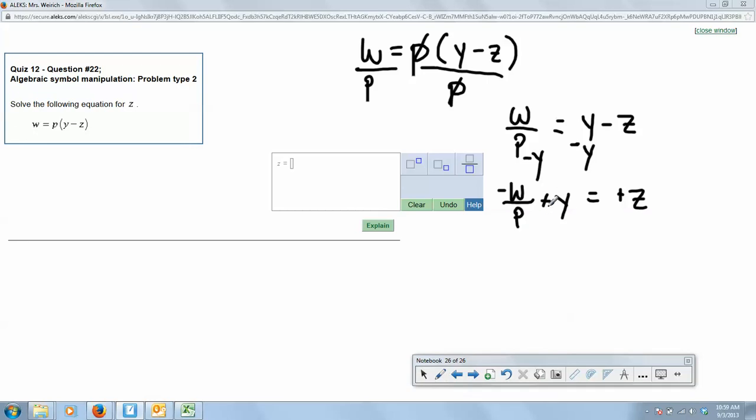So you can write this several ways. You could write y minus W over P. You could write negative W over P plus y. But that is going to be our final answer.